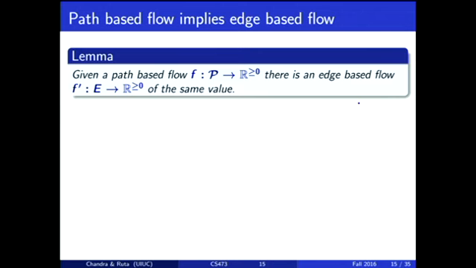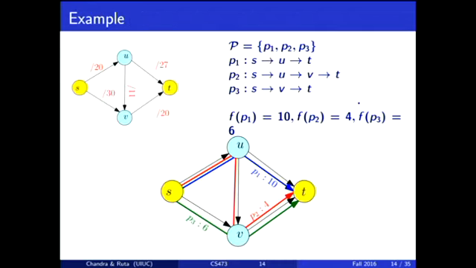So I look at this example. I define flow on paths. Now I want to find a definition of flow on edges such that it corresponds to this path-based flow. So what's the natural thing? You look at this path-based flow and look at, on each edge, how much total flow is flowing on that. How much is flowing on SU? You combine the path flow on P1 and P2. How much is that? 14. So let me write down 14 on that.